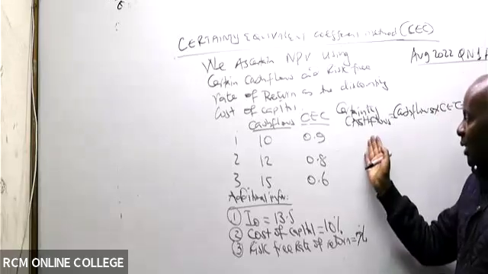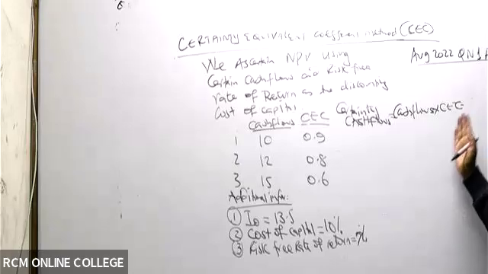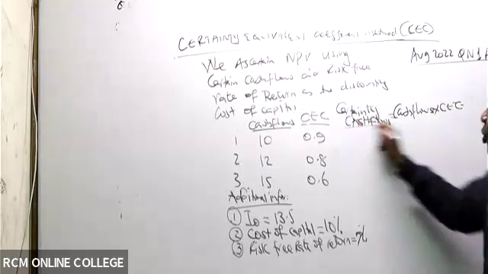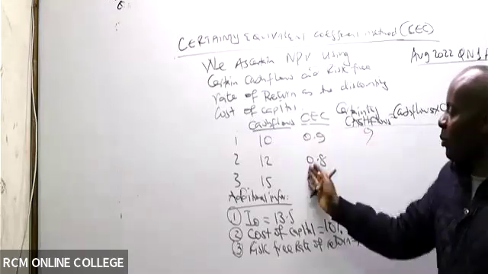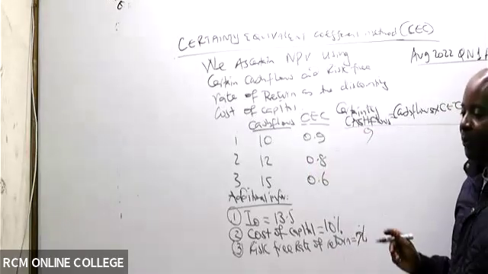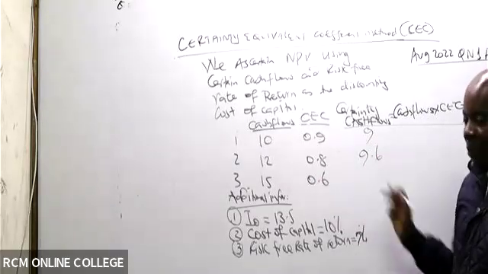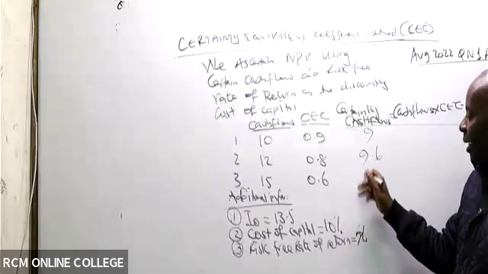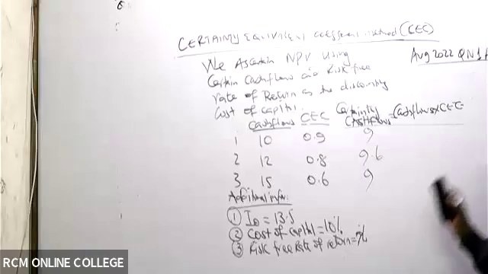So now how do we get these certainty cash flows? We shall take the cash flows times the certainty equivalent coefficients. So come here straight away and take 10 times 0.9. This gives me 9. 12 times 0.8 gives me what here, somebody? 9.6 there. Lastly, we have 15 times 0.6, which is 9. And then now you create the last column here, which is the column of PV.